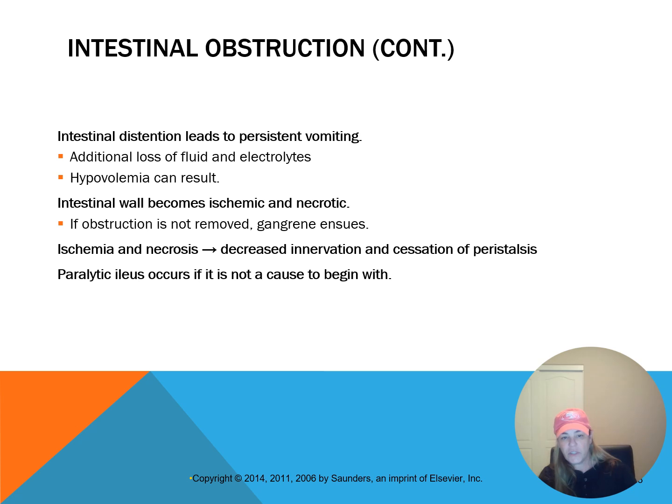Also, this can lead to persistent vomiting because you can't pass through that obstruction. So what happens is it just comes back up because it can't go down. And this can cause additional loss of fluids and electrolytes because now you're vomiting, and you can result in hypovolemia. If the obstruction is not removed or corrected, then you can have some gangrenous, necrotic tissue that becomes infected, and that can also lead to decreased innervation, complete cessation of peristalsis, and the paralytic ileus can occur or begin.